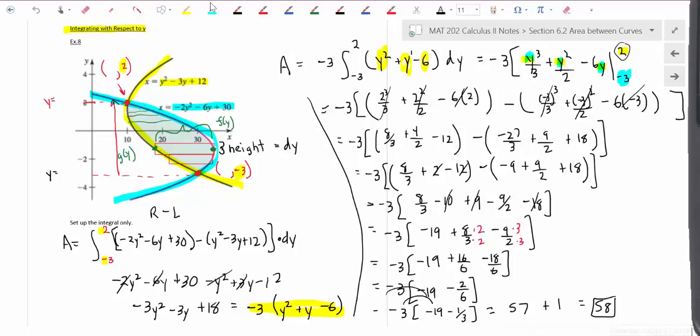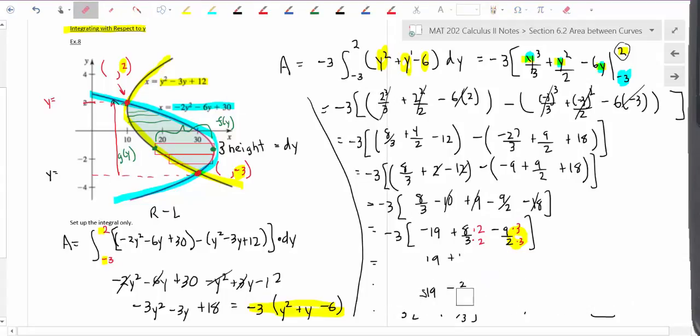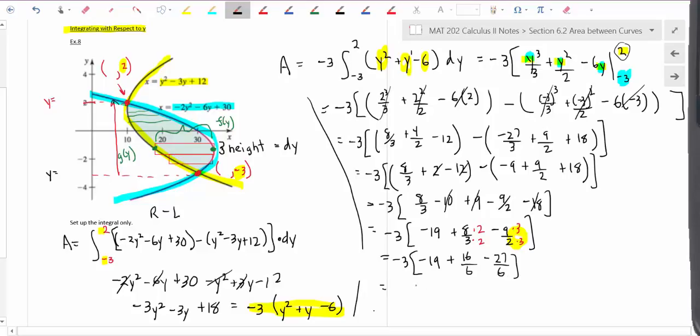Okay, so I think I may have made one mistake in the calculation. That's what you've got to be so careful about. Looks like I made a mistake right here. That should be 27/6. So let me correct that so we can make sure we get the right answer here. It's so easy to mess up on arithmetic if you get to going through these kind of quickly. So I've got -3 times -19 plus 16/6 and then minus 27/6. So that's going to be -3 times -19, and then 16 minus 27 is minus 11/6.